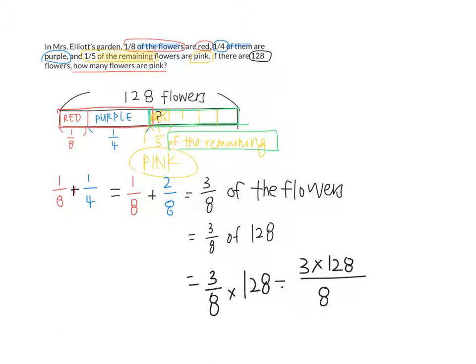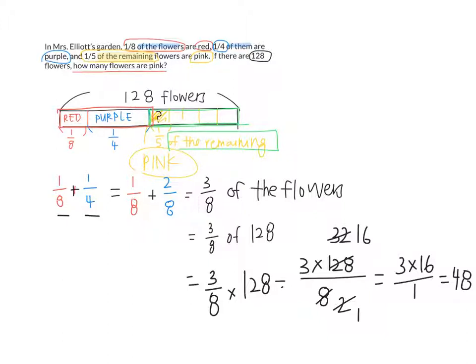So what's 128 divided by 4? 32. What's 8 divided by 4? 2. What's 8 divided by 4 down here? 2. And now I can see, I do know for sure that 2 and 32 are both divisible by 2. So what's 2 divided by 2? 1. What's 32 divided by 2? 16. So my new problem is 3 times 16 over 1, which is 48. That means that 48 flowers are either red or purple.